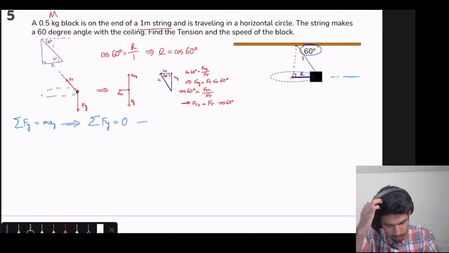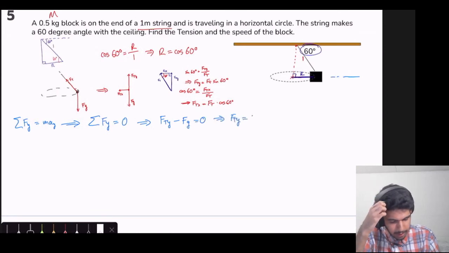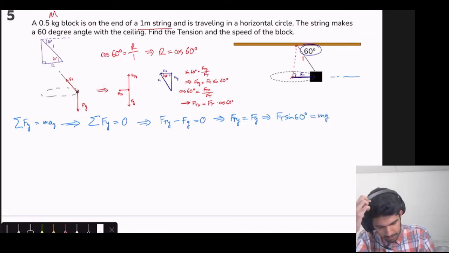So what are the forces in the y direction? In the positive y direction we have Fty, and in the negative y direction we have Fg. That equals 0. We can say that Fty equals Fg. Do a little bit of substitution here. We just figured out that Fty equals Ft sine of 60 degrees. We know Fg is mg, so this tells us that Ft is equal to mg all over sine of 60 degrees.